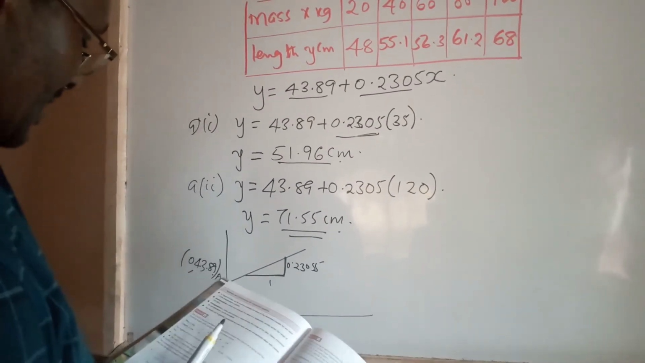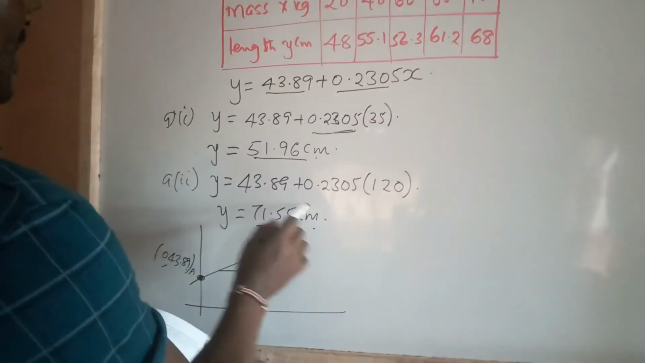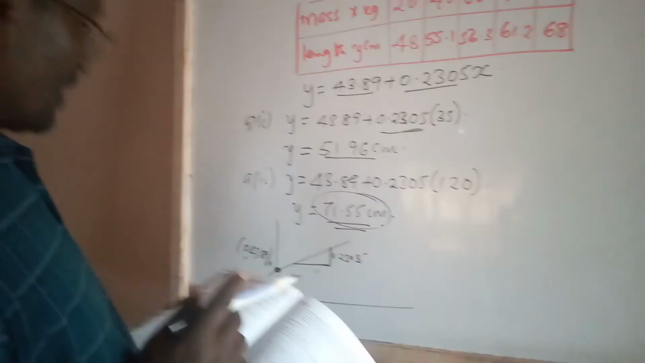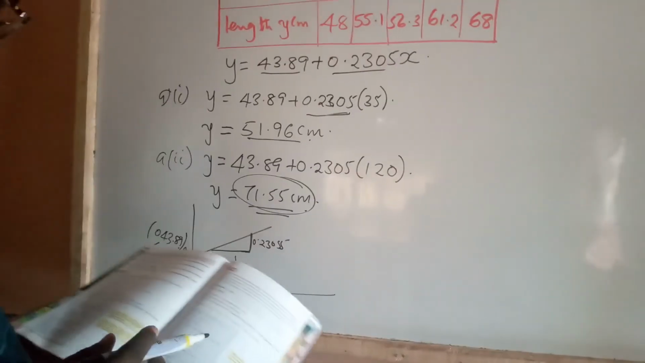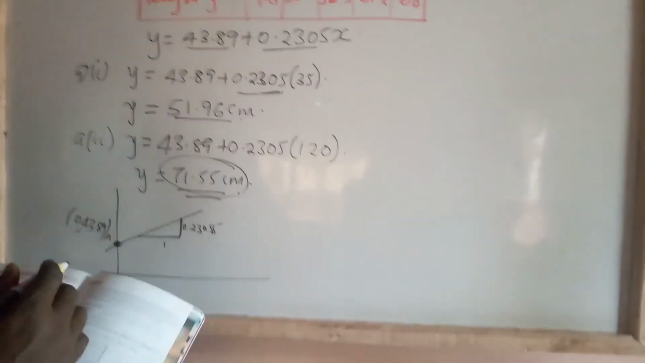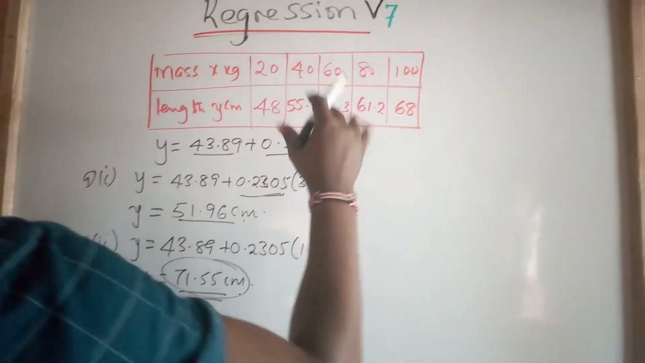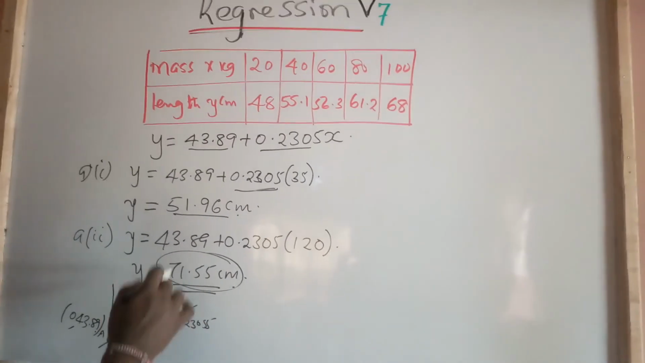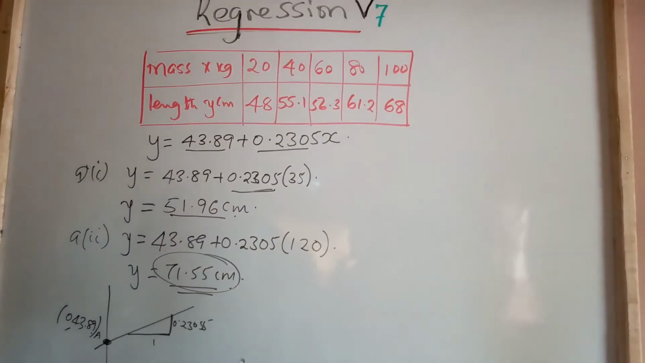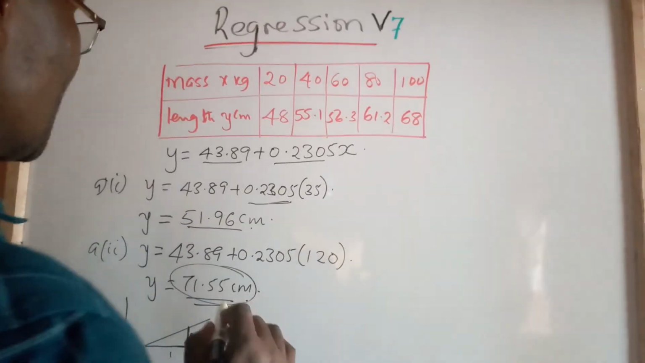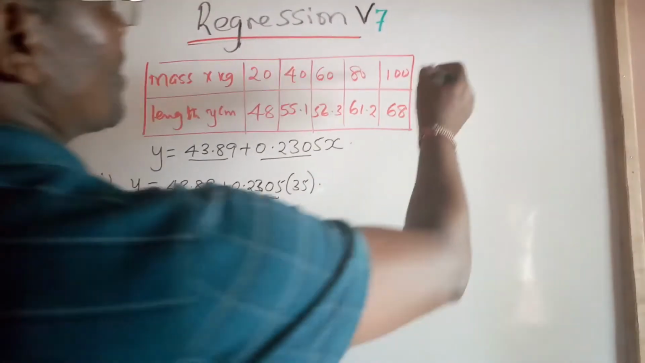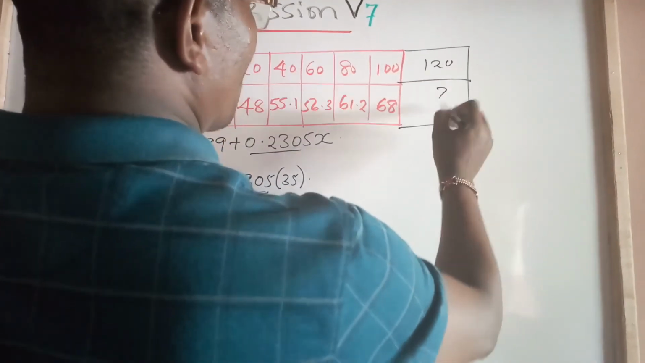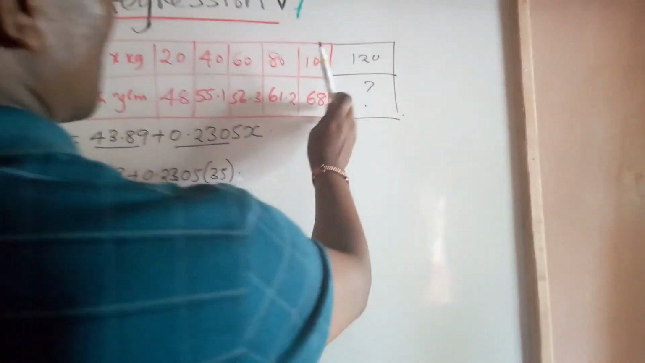But I want to say something about the value of y when we have mass equals 120 kg. The value 120 kg is not anywhere given in the original table. So even the value we are going to realize of y, which is 71.55, is going to be an extrapolated value, because 120 kg is of course outside the range. We have not been given it, and therefore we don't know the value of y. It is outside the original range.